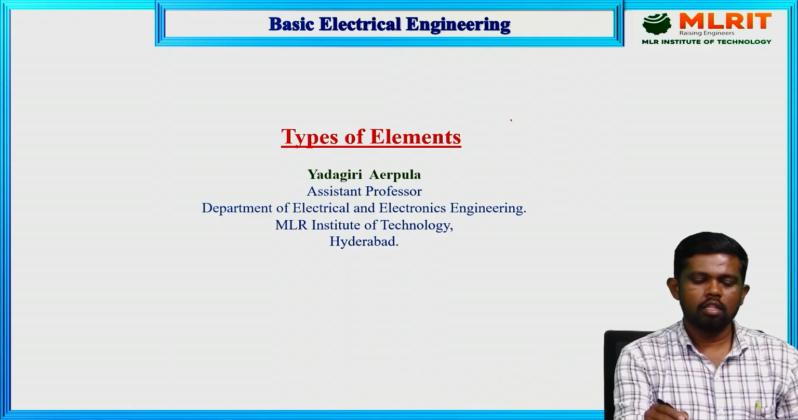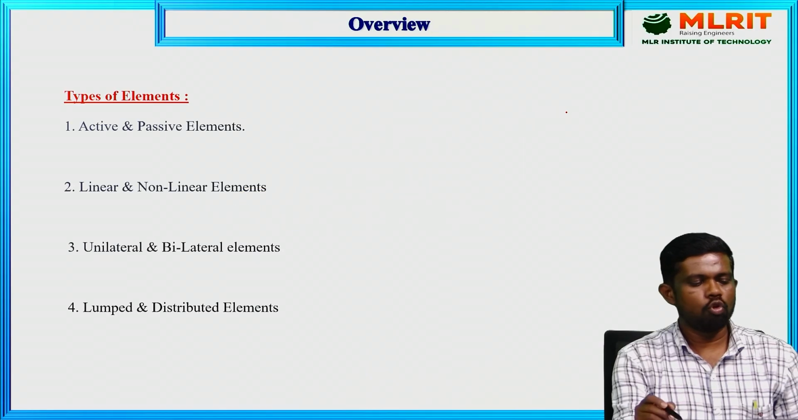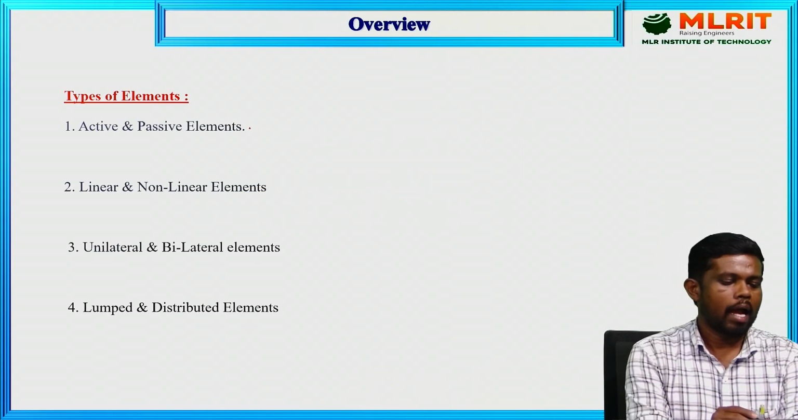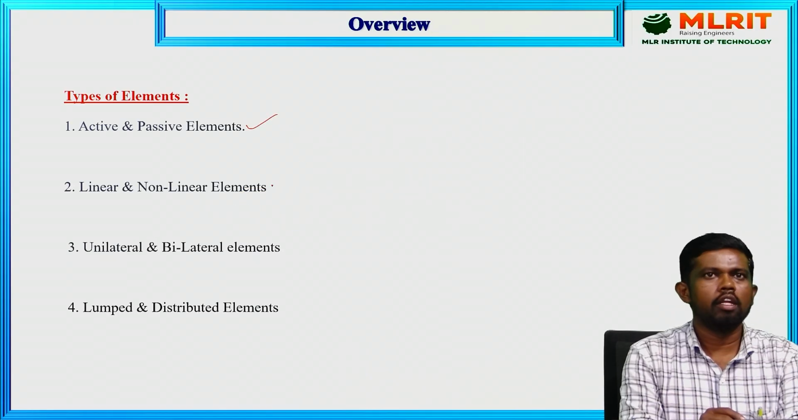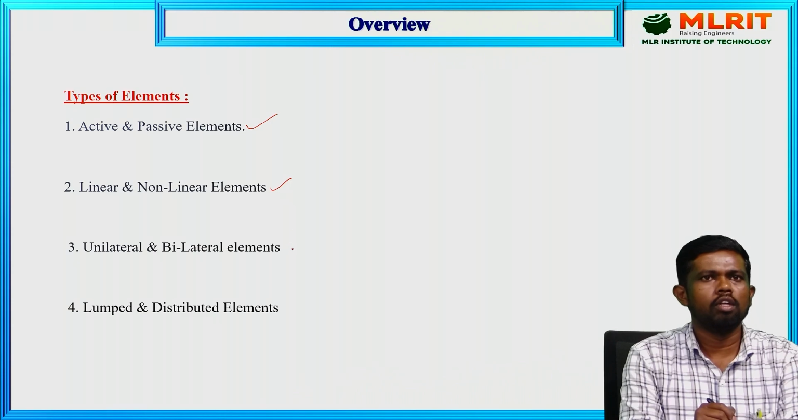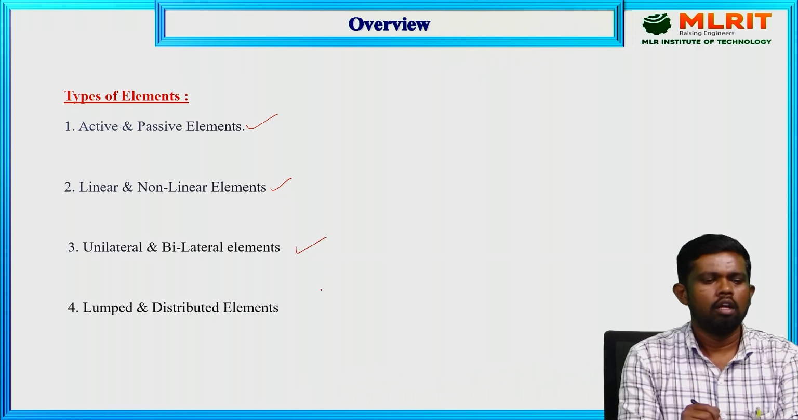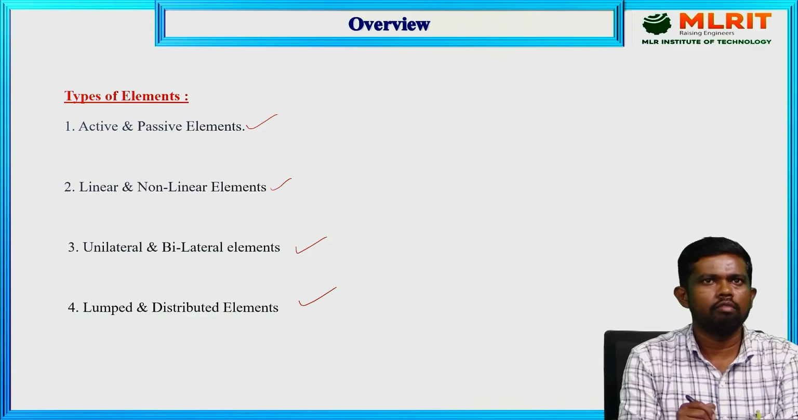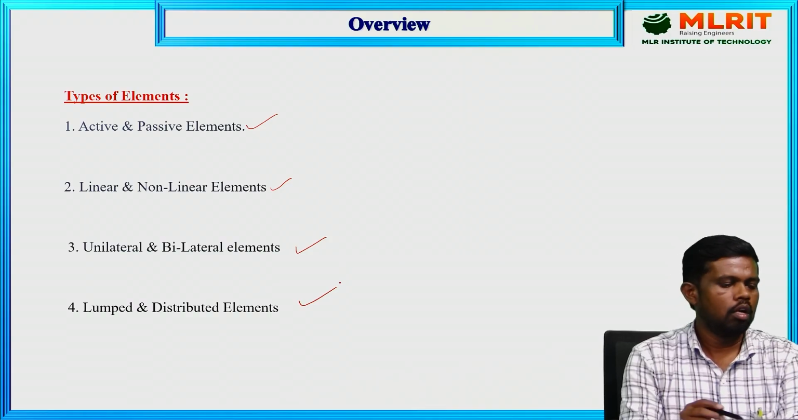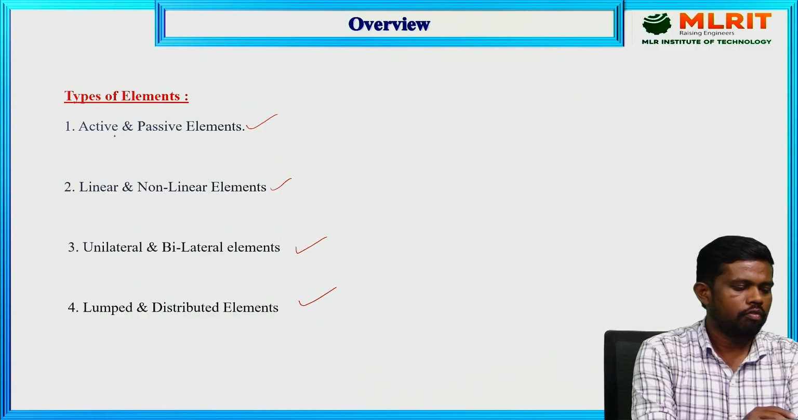Based on the voltage and current characteristics, we classify the elements into four categories. The first is active and passive elements. The second is linear and non-linear elements. The third is unilateral and bilateral elements. And the fourth is lumped and distributed elements. This classification is done on the basis of their VI characteristics. Now coming to the first category, the active and passive elements.